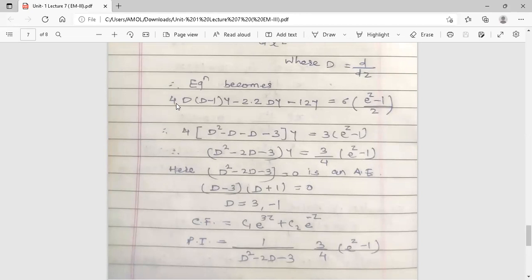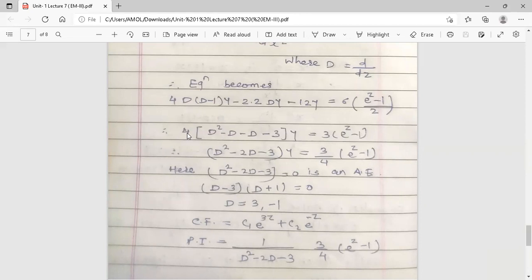Now in LHS, every term contains a multiple of 4, so we can take 4 common. Also y is common, so take it common. So 4 common, the remaining terms are D square minus D. The middle term is minus D only here, and y is also common. Minus 12, 4 3s are 12, 4 is common, so the remaining term is 3. Bracket complete into y is equal to 3 into e raised to z minus 1.